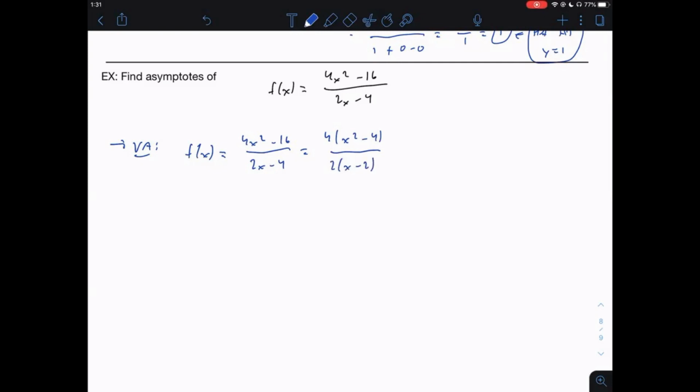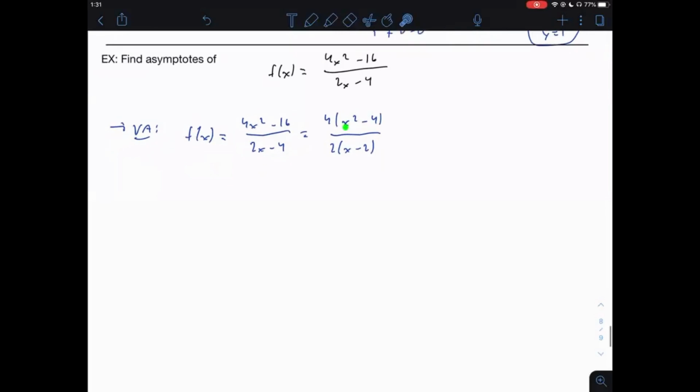But we can still continue here, because what do we notice in the numerator? We have x squared minus 4. What is x squared minus 4? A difference of squares. All right, so here we're going to have 4 times parentheses, x minus 2 times x plus 2, all over 2 times x minus 2.